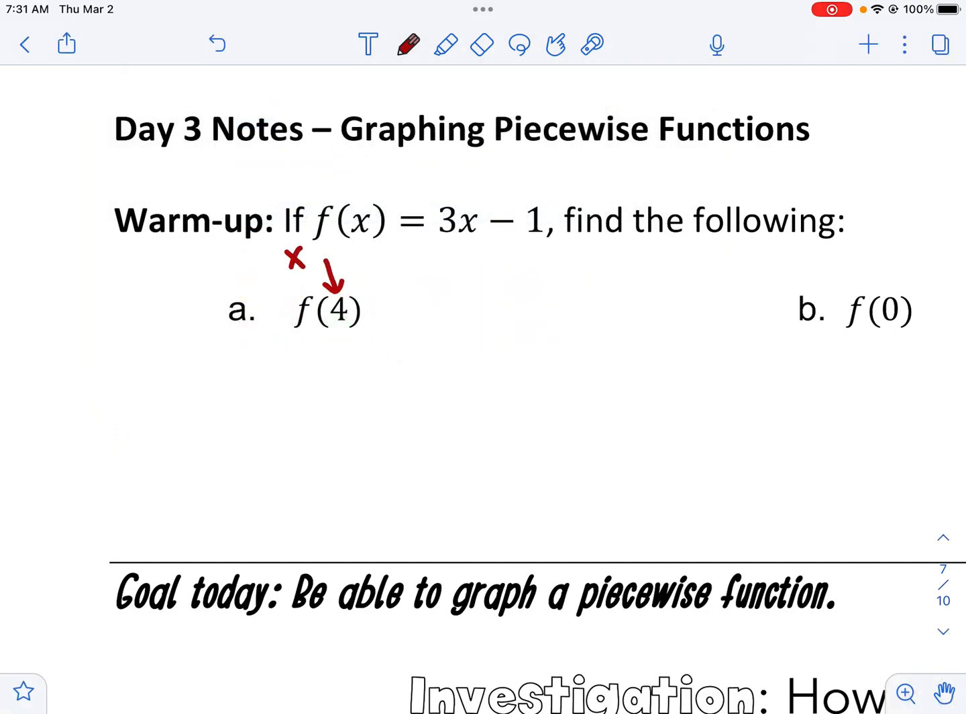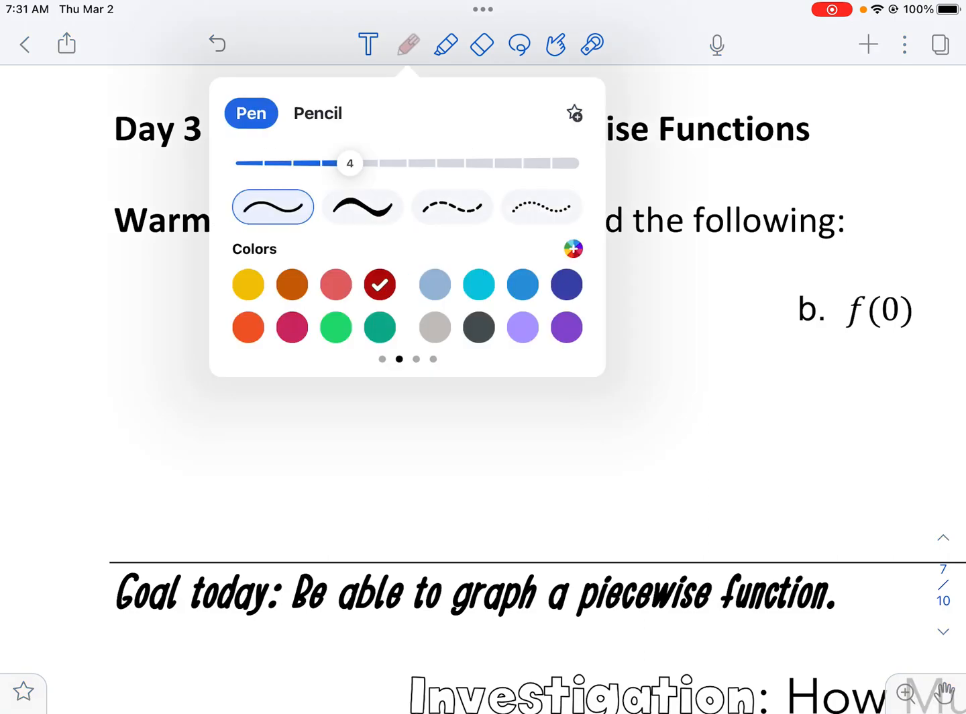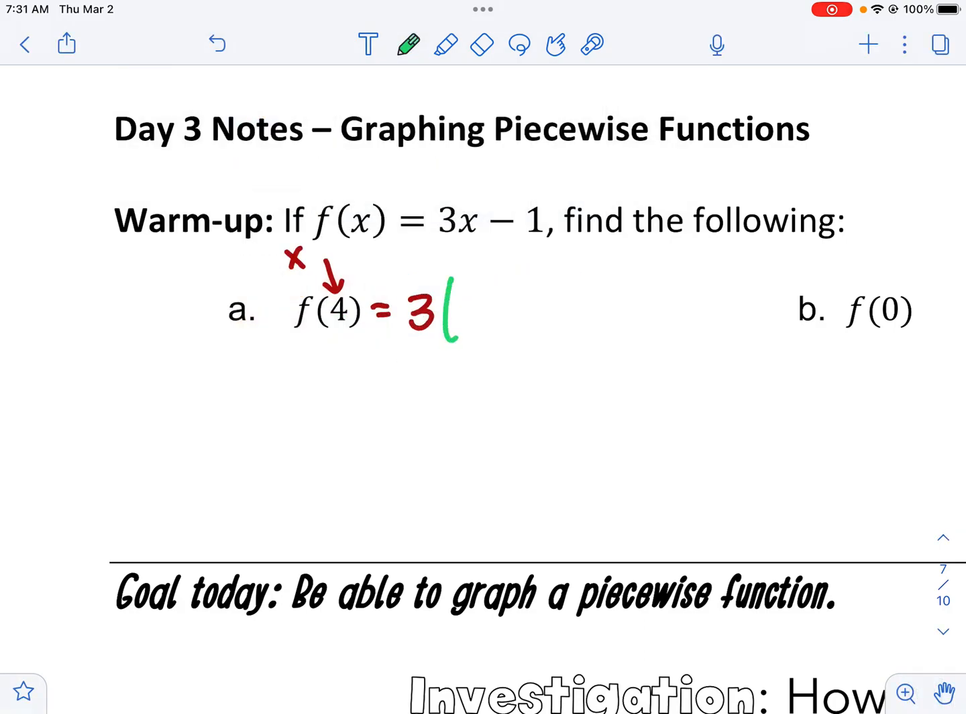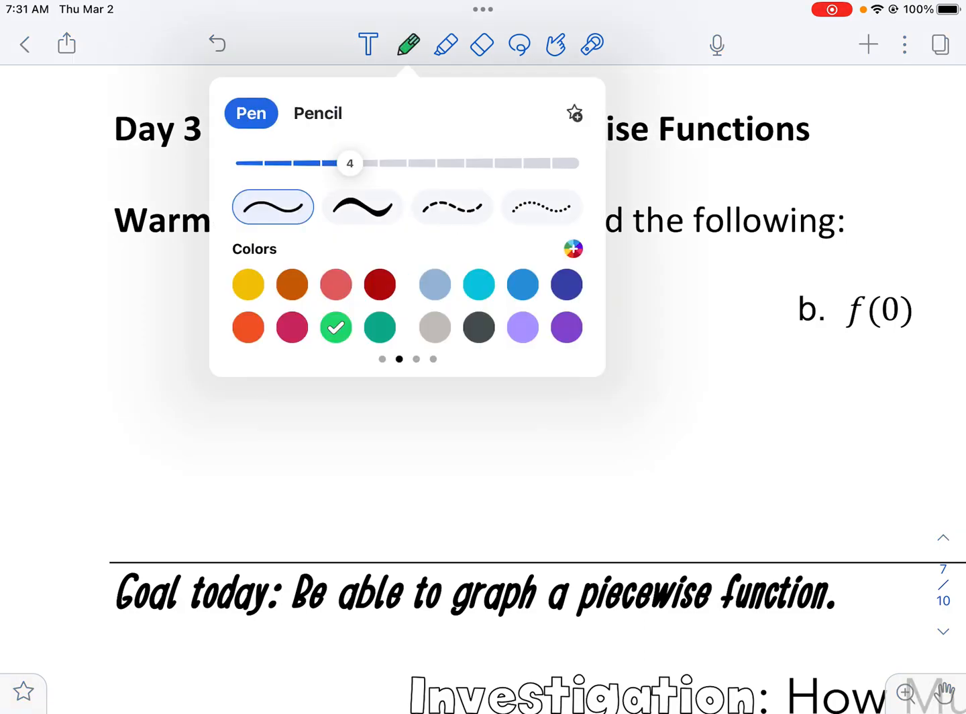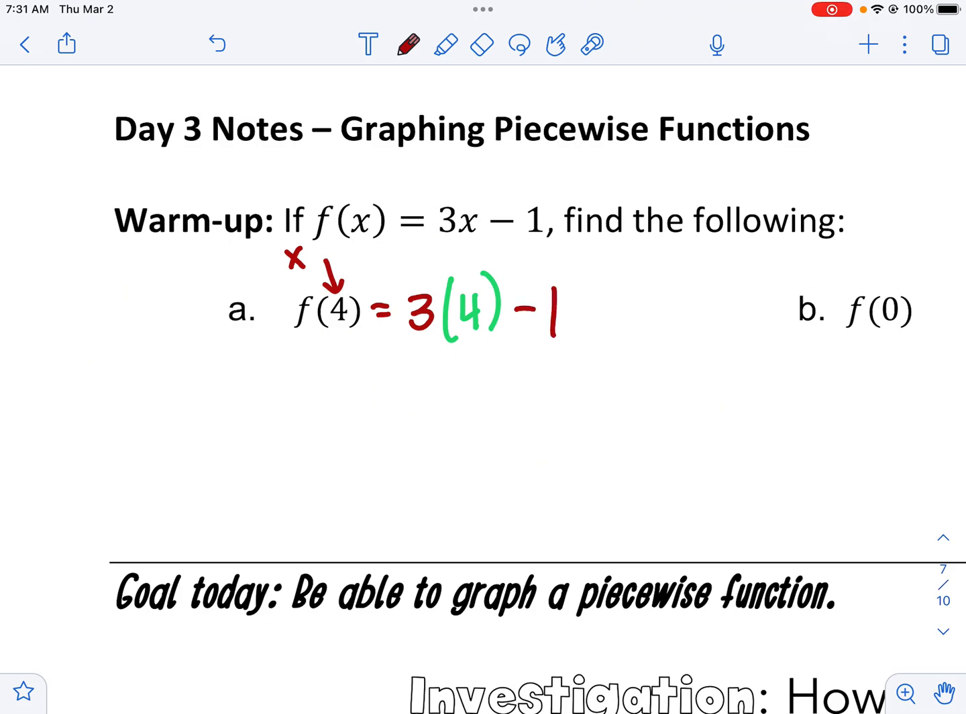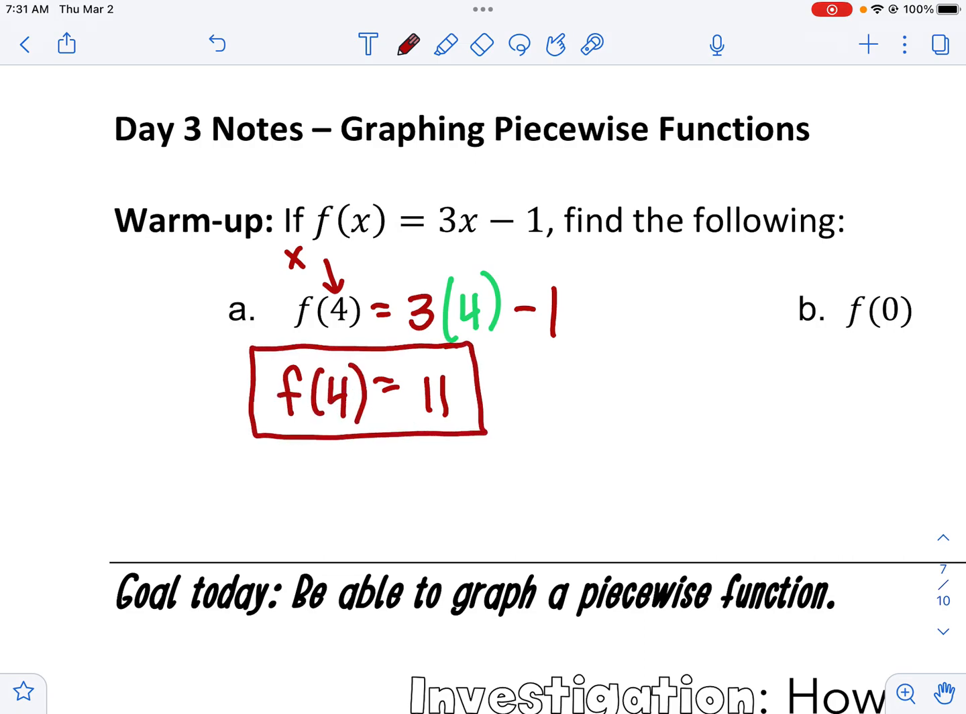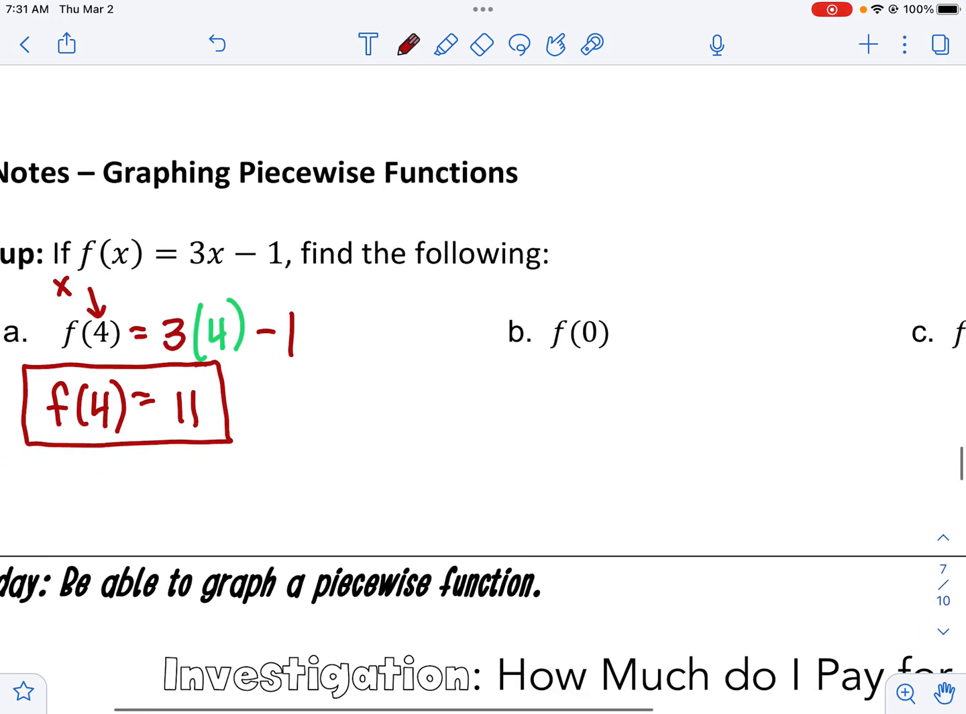value. So when we plug in, it's 3 times 4 minus 1. 3 times 4 is 12. 12 minus 1 is 11. So we say f of 4 equals 11, or when you plug in a 4, you get 11 as the output. Let's do f of 0.